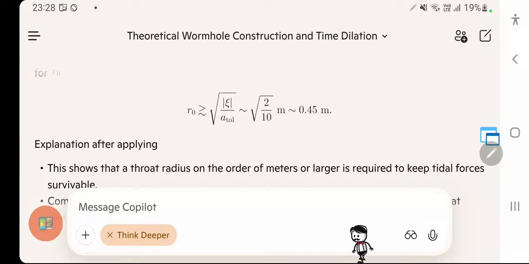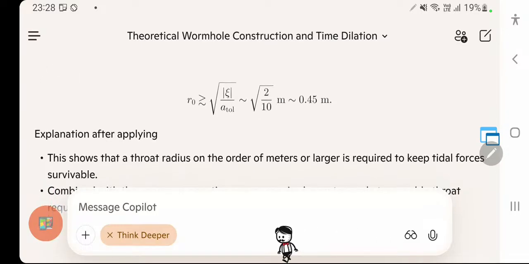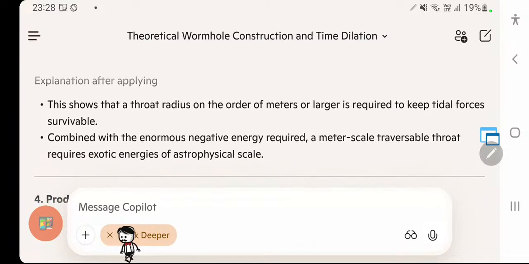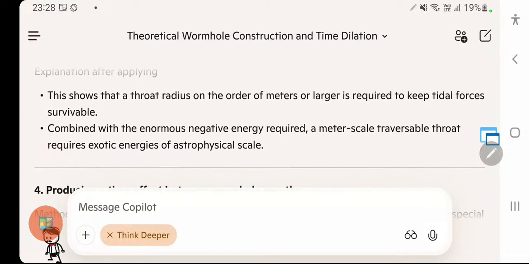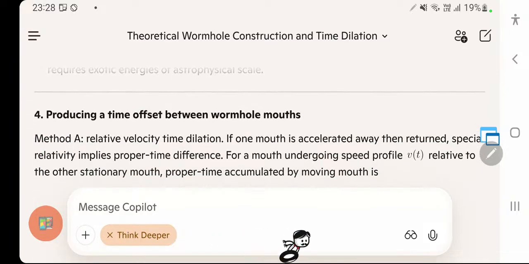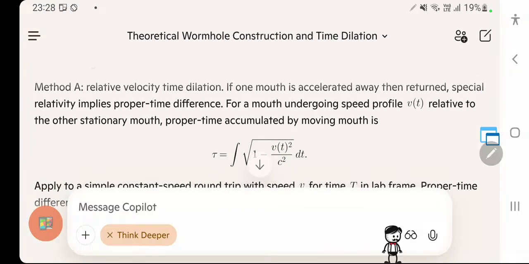Explanation for applying this shows that a throat radius on the order of meters or larger is required to keep tidal forces survivable. Combined with the enormous negative energy required, a meter-scale traversable throat requires exotic energies of astrophysical scale. Producing a time offset between wormhole mouths.